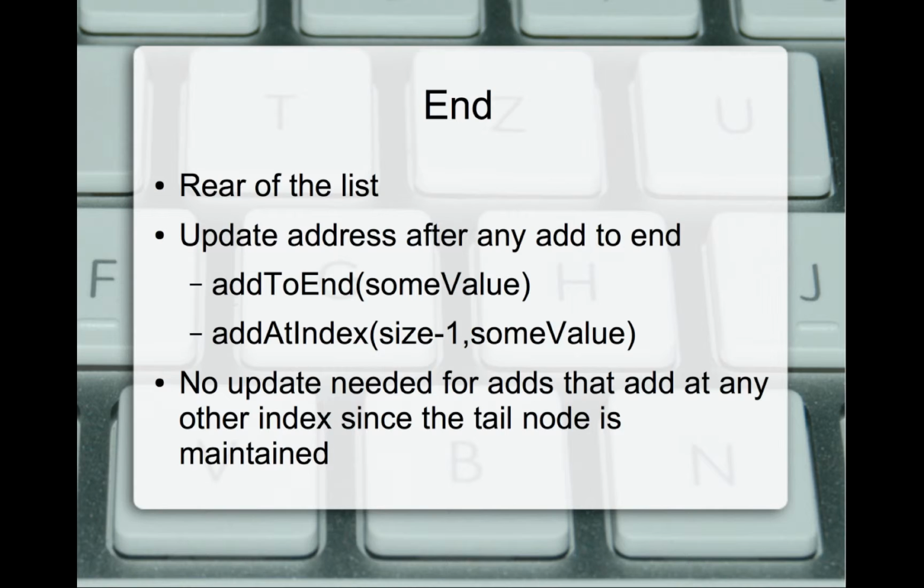Now, if we do use that feature to add to the end or add at an index of size minus 1, we do have to make sure that we update where the end points to. But when we add at any other point, there's no other impact to the end because when we're using a linked list in C++ and other languages as well, the actual nodes themselves within that don't change. It's simply the memory pointers that go through it.